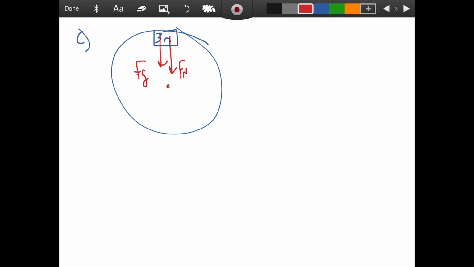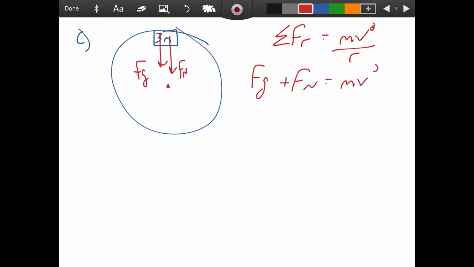And we can do sum of the forces. And when we're talking about centripetal force, it's always with respect to the radius. So in this case, we would have force of gravity plus the normal force equals mv squared over r.